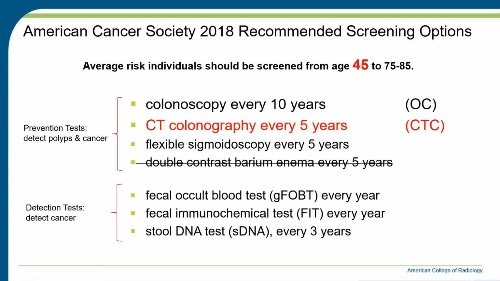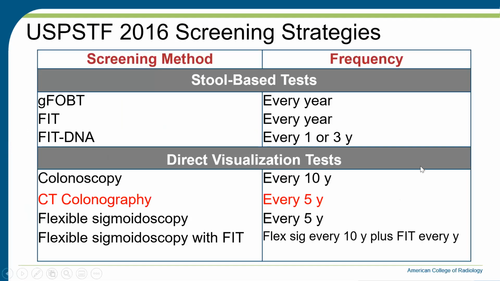The choices there include a colonoscopy every 10 years. They include CT colonography every 5 years and flexible sigmoidoscopy every 5 years. And basically the CT colonography largely replaced the double contrast barium enema that used to be on this list. And then the second category are basically the stool-based tests, which are more designed to detect cancer rather than a polyp. That includes fecal occult blood tests, the FIT test, and stool DNA tests, also known as Cologuard.